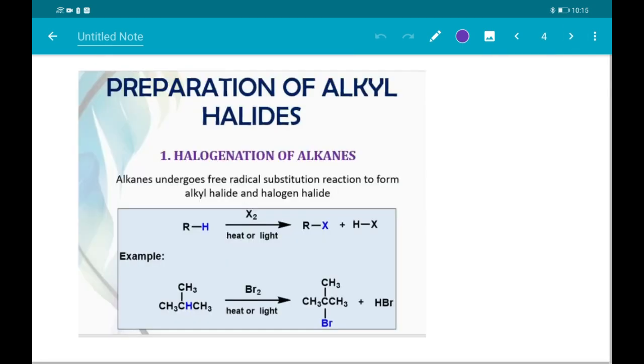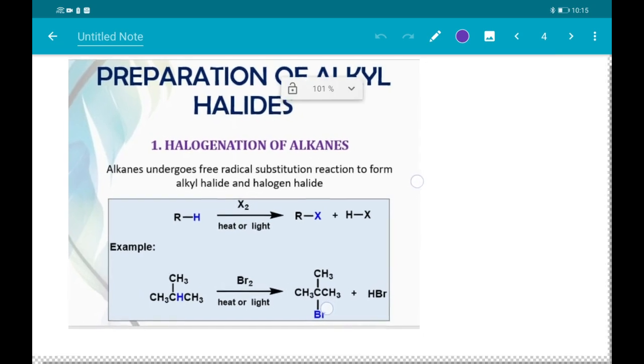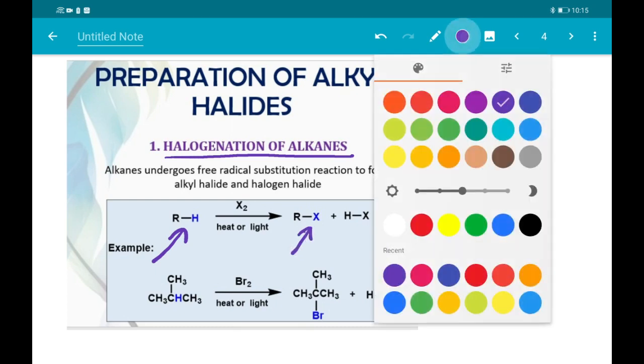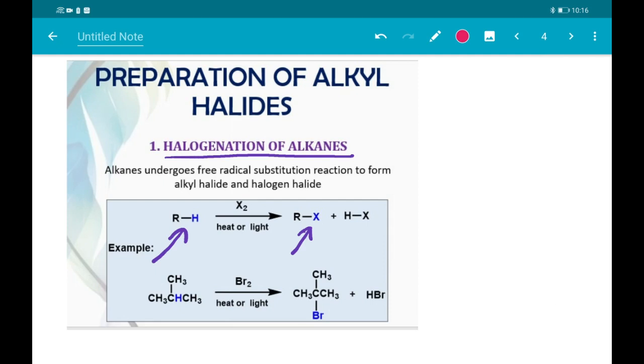Let's move on to the preparation. As I mentioned earlier, the preparation of alkyl halide dates back to the previous chapter. For instance, the first method can be halogenation of alkane, where we convert the alkane compound into RX by performing the halogenation reaction, and we also discuss the free radical substitution.